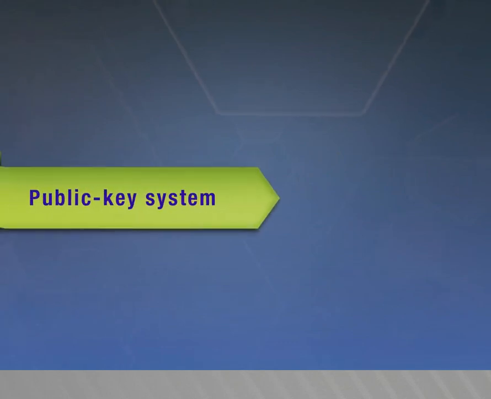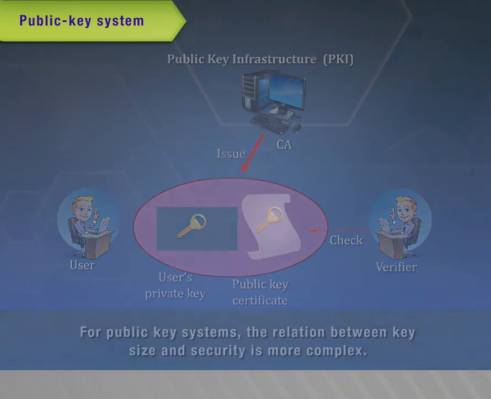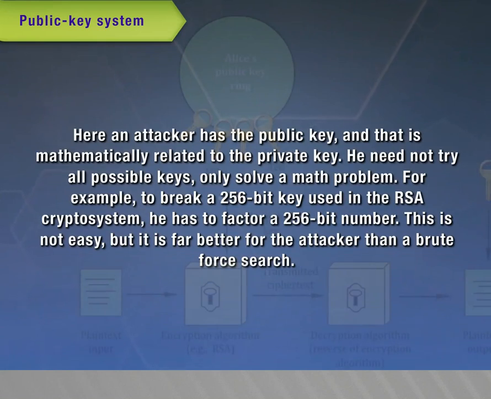Public key systems. For public key systems, the relation between key size and security is more complex. Here an attacker has the public key, and that is mathematically related to the private key. He need not try all possible keys, only solve a math problem. For example, to break a 256-bit key used in the RSA crypto system, he has to factor a 256-bit number. This is not easy, but it is far better for the attacker than a brute force search.